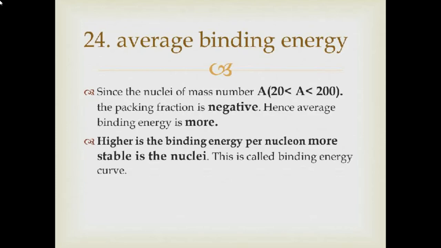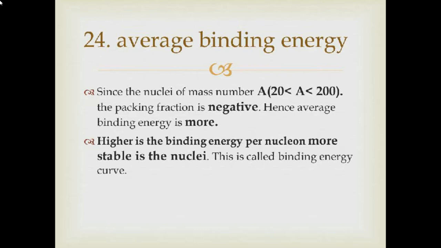For nuclei of mass number A between 20 and 200, the packing fraction is negative. Very important: when A is between 20 and 200, the packing fraction is negative. Hence, the average binding energy will be more. The higher the binding energy per nucleon, the more stable the nucleus is.